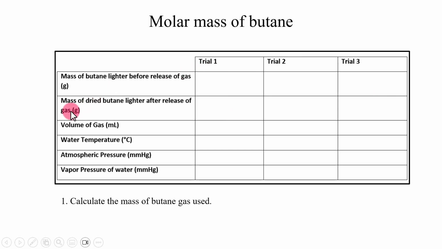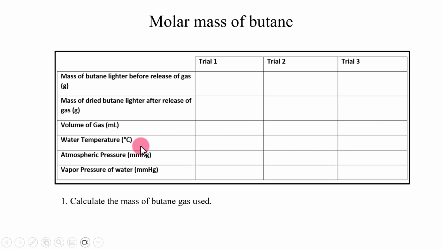Note that the mass of the butane lighter after the release of gas, so the final mass after trial 1, will also be the initial mass at trial 2. And the final mass of trial 2 will be the same as the initial mass of trial 3, because we're running these back to back with the same lighter. The volume of gas is given to you as well in the lab instructions, and you will put that in here. It's the same for all 3 trials.